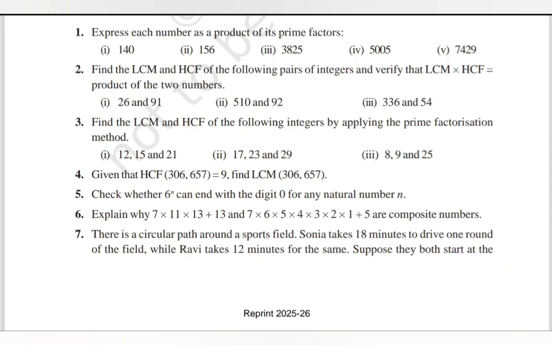Now let's see the sum. They are asking why this number and this number are composite numbers. So what should we prove? We should prove that this number and this number have more than two prime factors. So let's prove it.